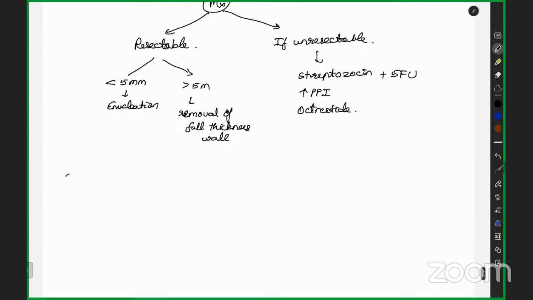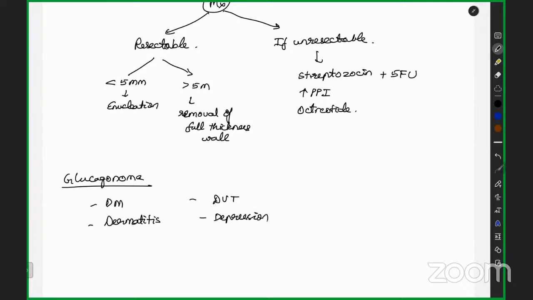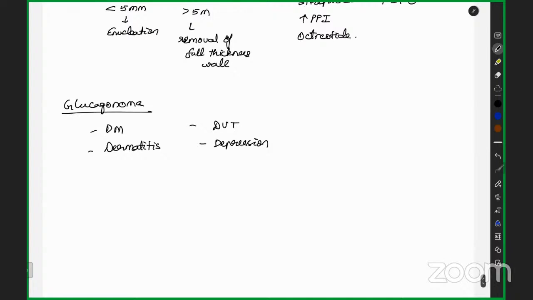Now coming to another question, that is glucagonoma. What is this glucagonoma? This occurs in diabetes mellitus patients. The patient will have dermatitis. The patient will have deep vein thrombosis and the patient will go into depression. So remember the 4 D's. That's all. This is what you're going to remember in glucagonoma.